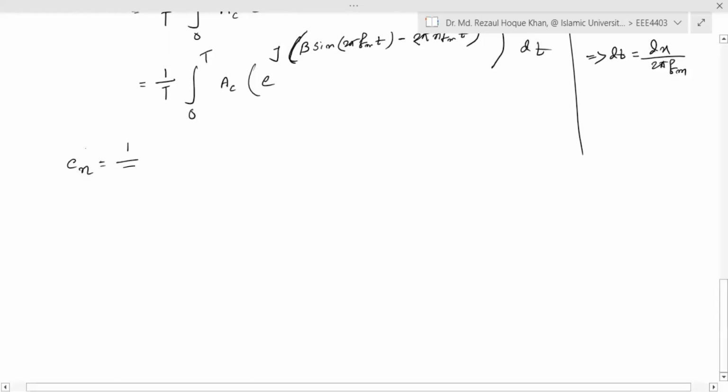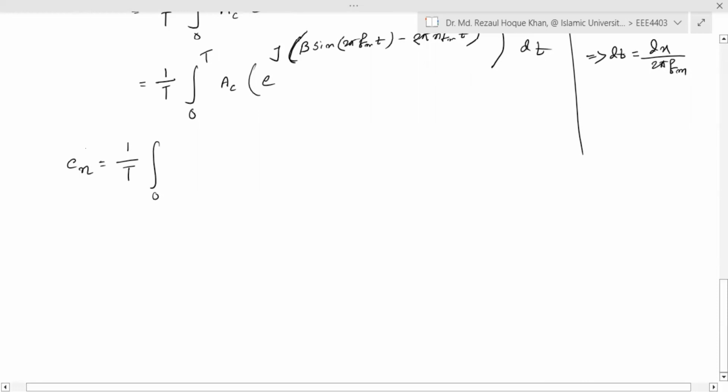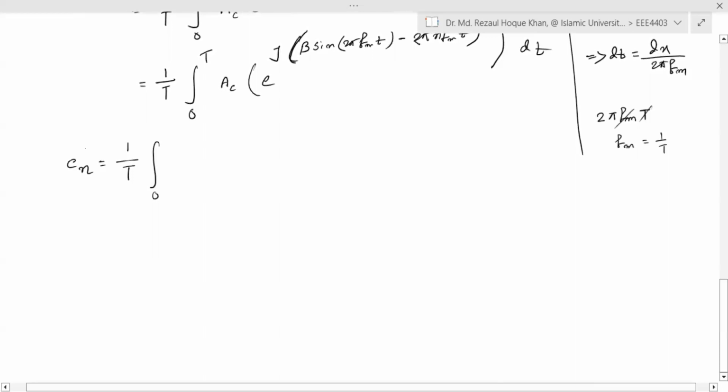One by T, now here 0 to what? You see here, instead of t, what we can write? We can write twice pi fm t, because t will be replaced by capital T. So here you see fm. fm is nothing but 1 by T, right? So T and fm can be crossed. Okay, so 2 pi remains. So 0 to twice pi.